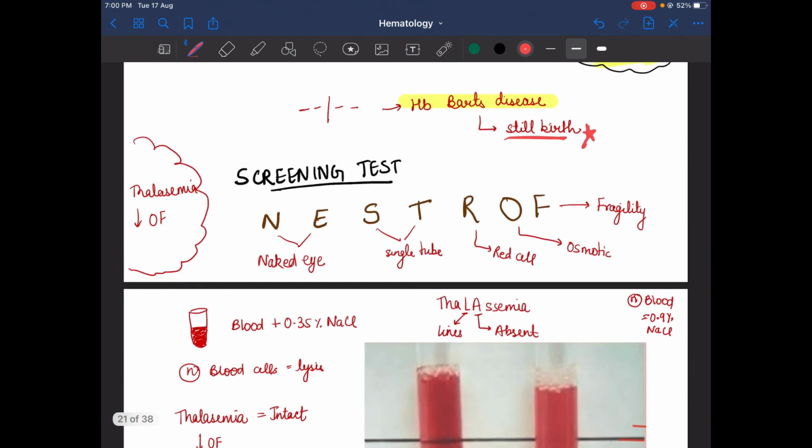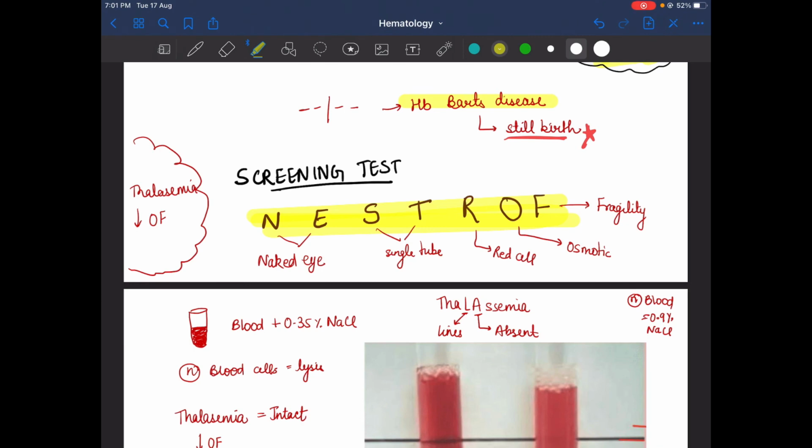Now, what is the screening test? For the screening test, please remember it, NESTROFT is done. N stands for naked, E stands for eye, so naked eye. S means single, T means tube, single tube. R means red cell, O means osmotic, F means fragility. So by naked eye, in a single tube, red cells are seen and osmotic fragility we have to check.